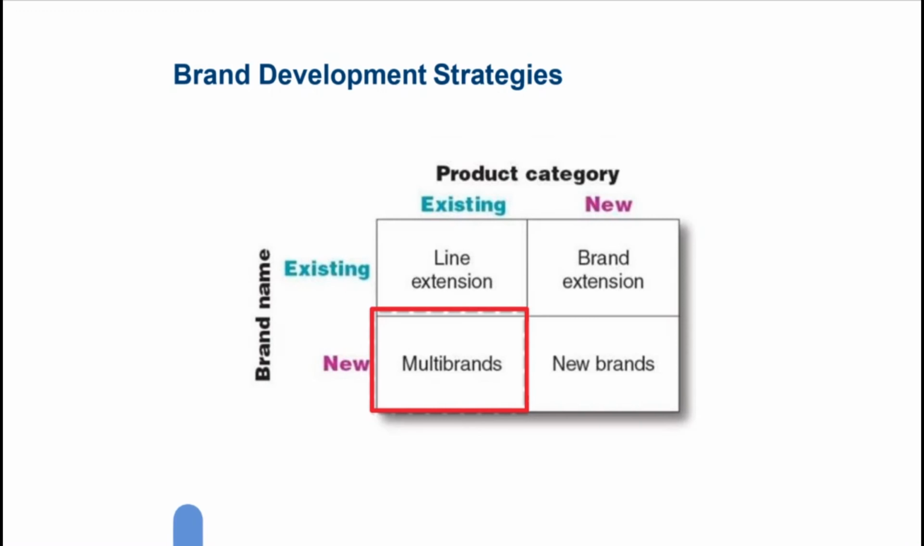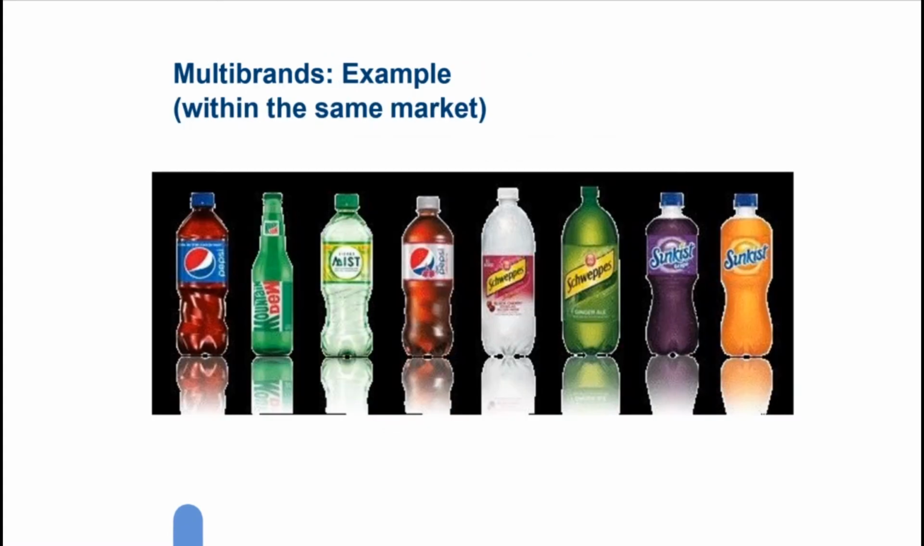Brand development strategy, multi-brand type. Companies often market many different brands in a given product category. For example, in the United States, Pepsi and Coke market at least 8 brands of soft drinks.